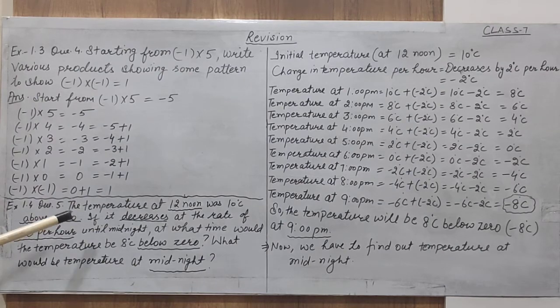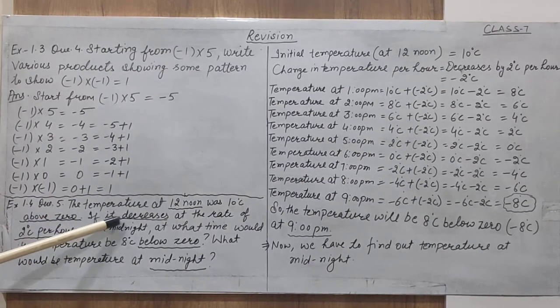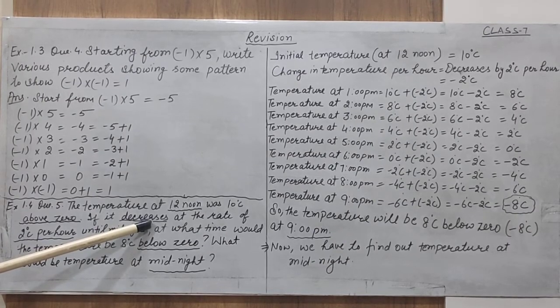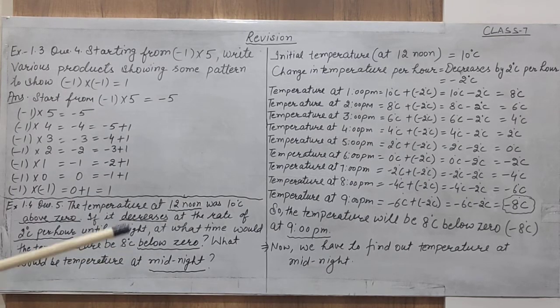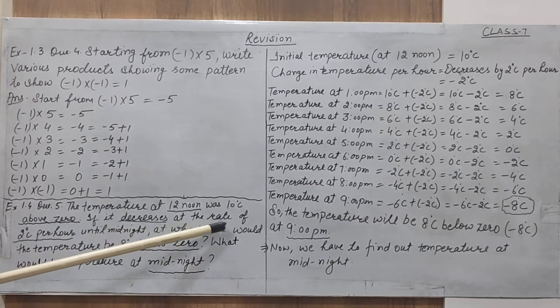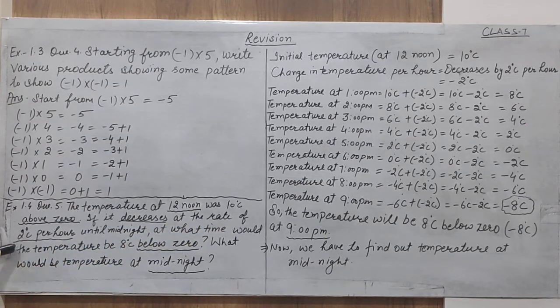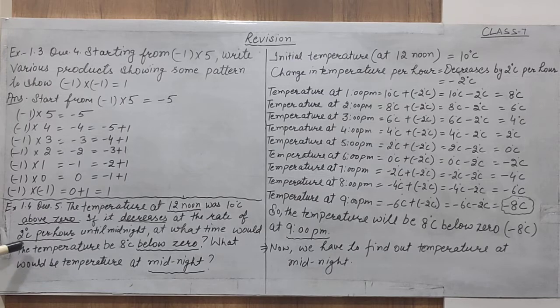Now, understand the second line. If it decreases, again understand the word decreases. For decrease, you have to use the negative integer. For increase, you have to use the positive integers. If it decreases at the rate of 2 degrees Celsius per hour. Per hour means, हर एक घंटे बाद उसका temperature 2 degrees Celsius कम हो जाता है, decrease हो जाता है. Decrease means we have to use the negative integer, that is minus 2 per hour.